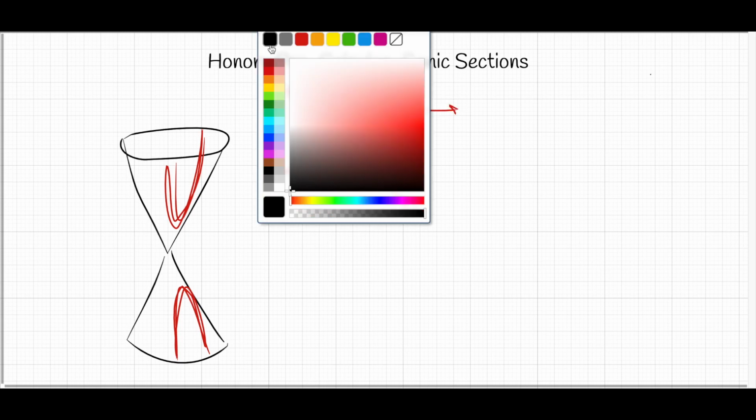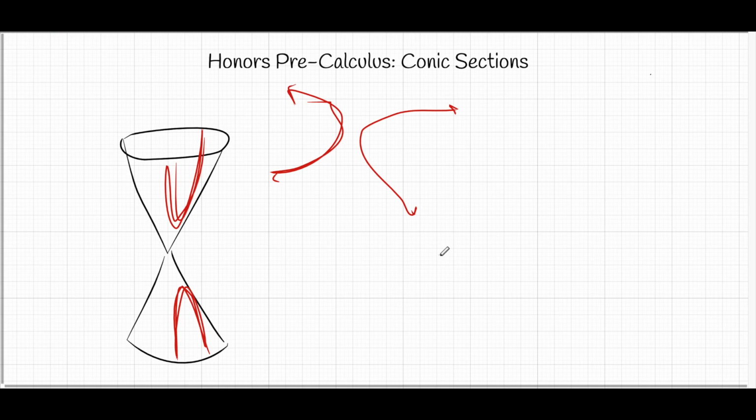Obviously a bit cleaner, but this is the general shape. And again, it has a center. Again, it has foci. Now, the definition again depends on the foci, but it's a bit of a different definition. In this case, the hyperbola is the set of all the points such that the difference of distances from the two fixed points, in this case foci, is always going to be constant.